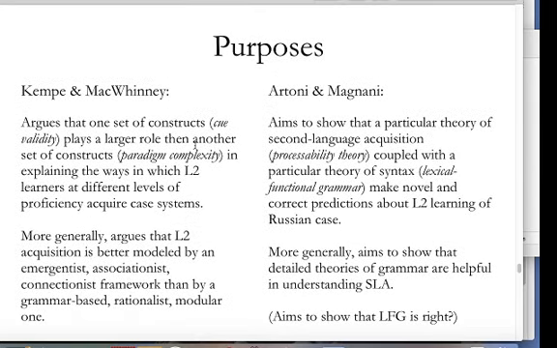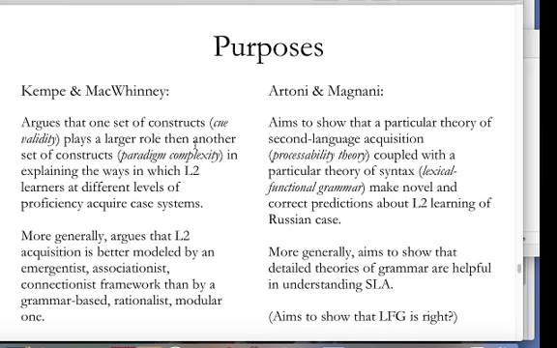What are the papers for? In order to know how the different structures here relate to the purposes of the paper, we need to say something about what the papers are trying to do. So Kempe and McWhinney are going to argue that one set of constructs that they refer to as Q validity plays a larger role than another set of constructs, which they call paradigm complexity, in explaining how different foreign language learners at different levels of proficiency acquire case systems.